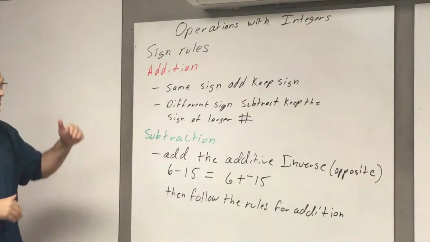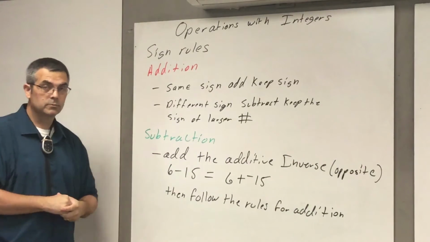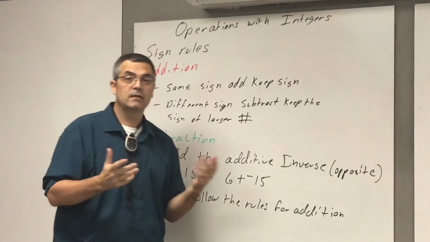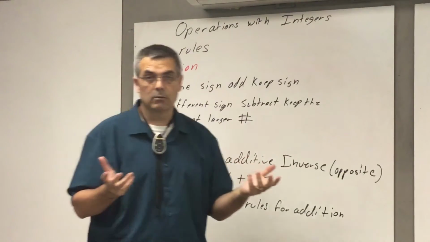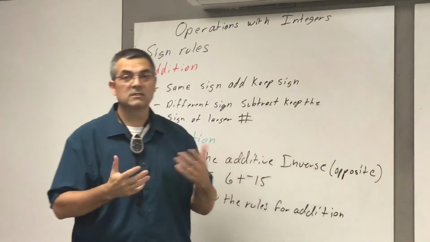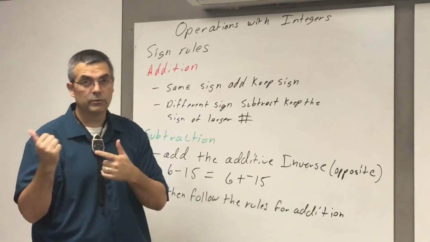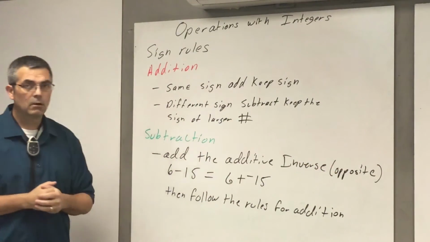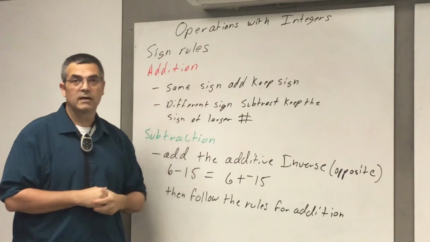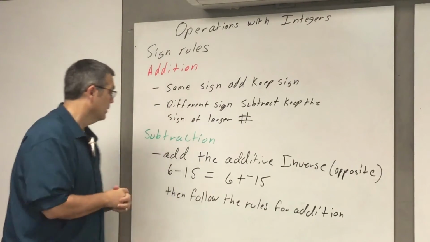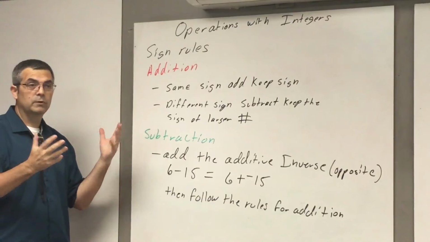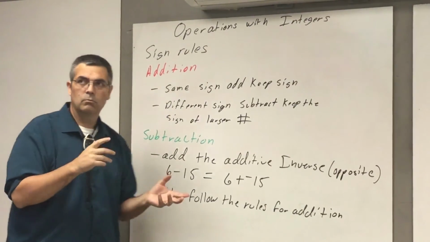Okay. Now, if we have different signs, what we're going to do is subtract them, and then just keep the sign of whichever number is bigger. And you know which one's bigger because it's the one that's furthest away from 0 on the number line. We're going to show that here in a minute, but that's really all it is. You're going to subtract and keep the sign of the number that was bigger.